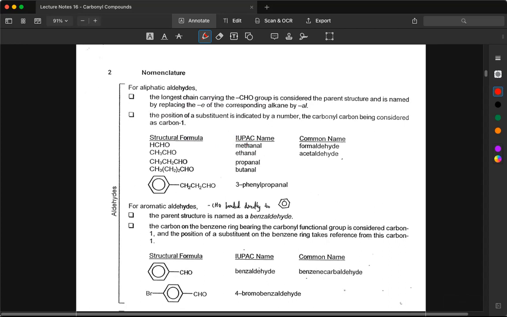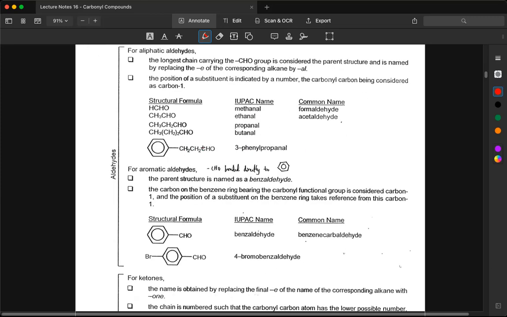For example, we have methanal, which is also known as formaldehyde, ethanal, acetaldehyde, hexanal, propanal, butanal. And we have this as the aromatic aldehydes, 3-phenylpropanal. Okay.